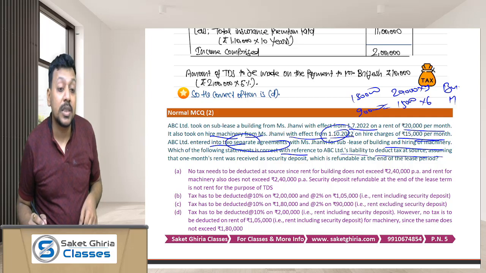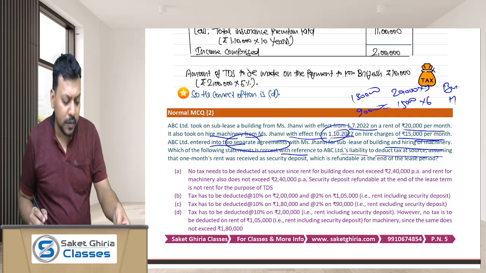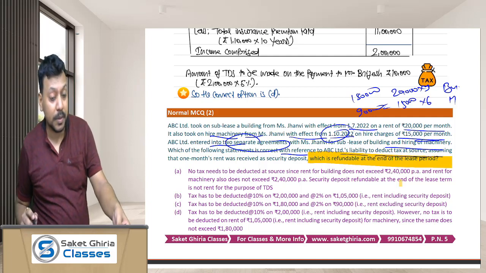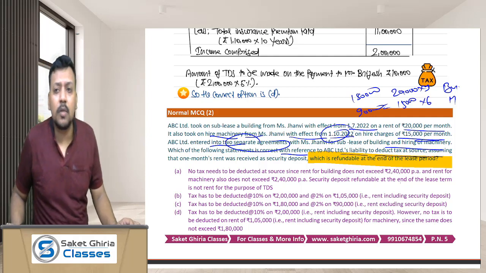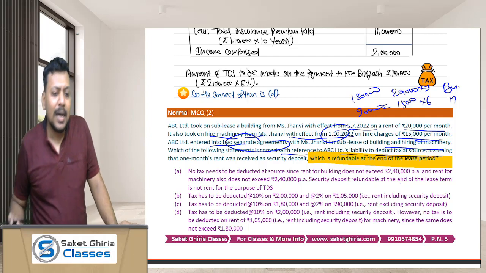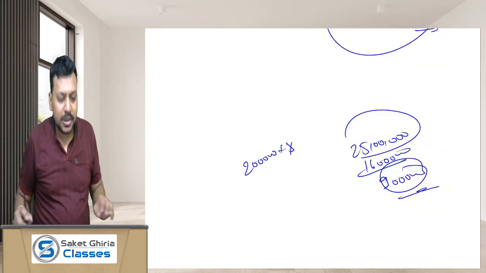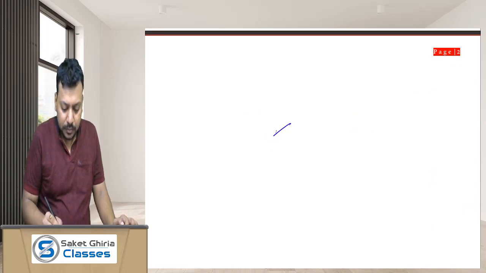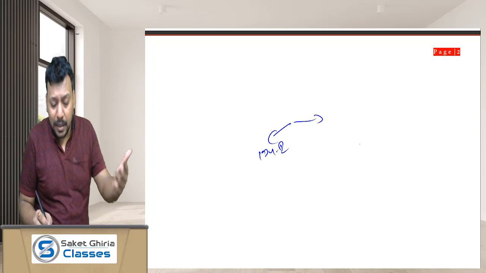Okay, which of the following statements is correct with reference to ABC Limited's liability to make TDS, assuming that 1 month rent was received as security deposit, which is refundable at the end of the lease period. So this is very important. So these are very important words, which is refundable at the end of the lease period. So dear friends, if you are paying rental in respect of any building, etc., there are 2 sections which provide for the TDS liability. One is your section 194I. I can say this is the primary section. 194I, and if 194I is not applicable, then 194IB.